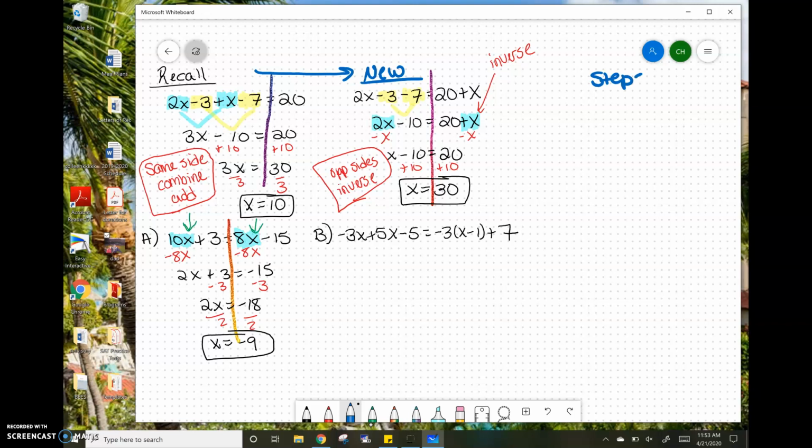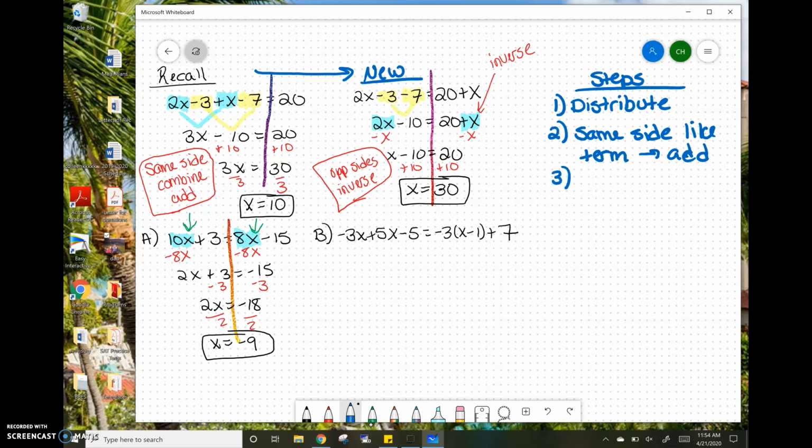Let's go over our steps and what order we should do things in. Anytime I look at one of these problems, if there are parentheses, I should use the distributive property first. So I'm going to distribute first. Then if there are any like terms on the same side, I want to combine them together with addition. I want to add them up.